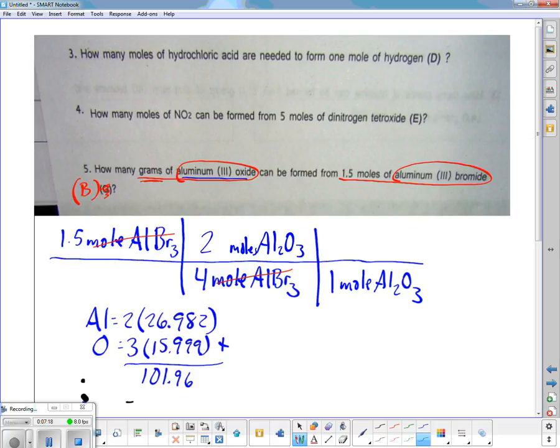96. So when we add stuff up, we always want to add it up to 5. So here we get 101.96 grams of Al2O3. We're going to cancel out moles. We're going to times through the top. We're going to divide by 4. And we have 2 significant figures, so let's give us 2 significant figures. So finish writing it down.